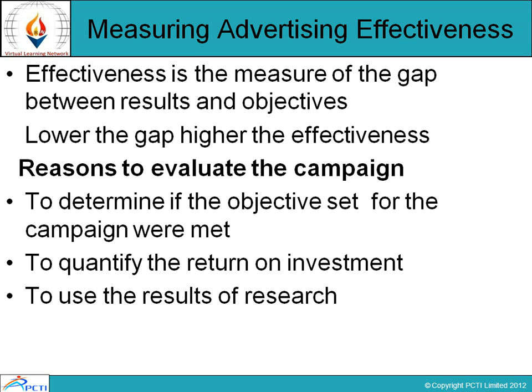Measuring advertising effectiveness. Now, understanding that research is very much required, the next part is to understand how effective the advertising is. Effectiveness is basically a measure of the gap between the results and the objectives. On the basis of results and objectives, a gap comes up, and that comes under generating effectiveness. Effectiveness is basically to check how quality-based your advertising is. Thus, it is an evaluation of the advertising process.